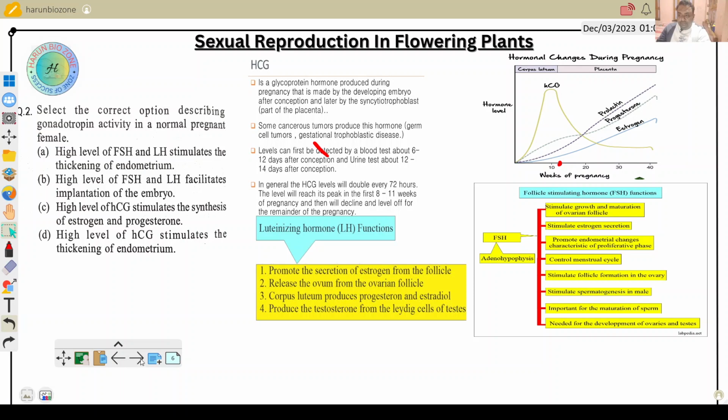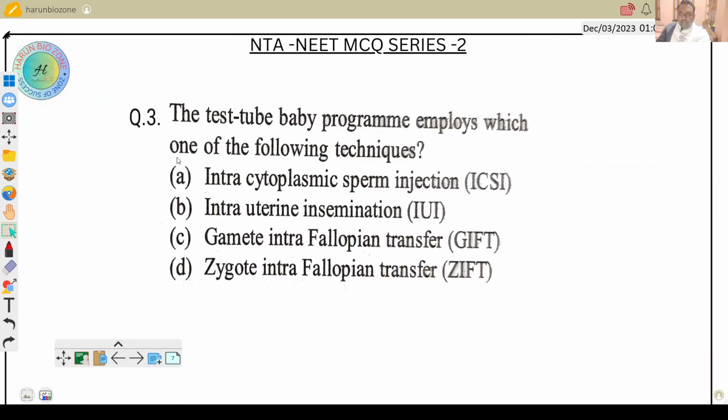Next question. The test tube baby program employs which one of the following techniques? So what is the meaning of test tube baby? Test tube baby means when the sperm and eggs both are collected from different sources and they fertilize outside of the body in the laboratory. Then at 2 to 8 cell stage it is transferred into the female uterus or fallopian tube. That is called test tube baby.